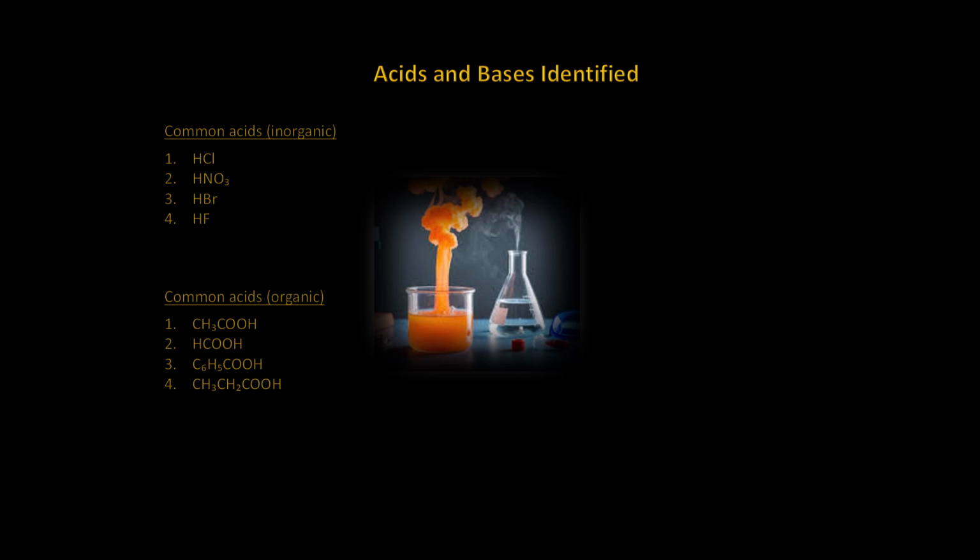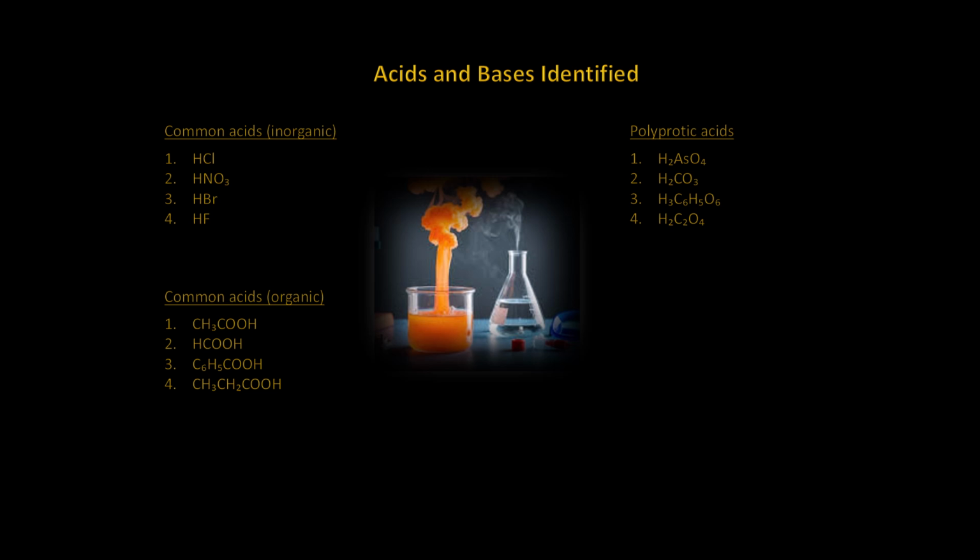Examples are acetic acid, CH3COOH, formic acid, HCOOH, benzoic acid, C6H5COOH, and propanoic acid, CH3CH2COOH. Now, polyprotic acids are made of polyatomic ions and hydrogen.